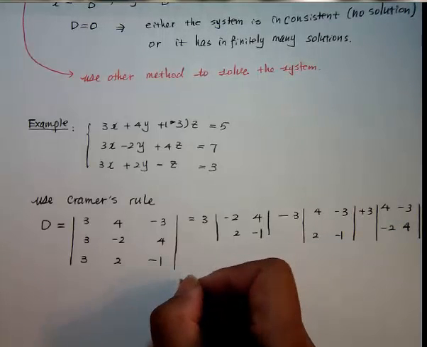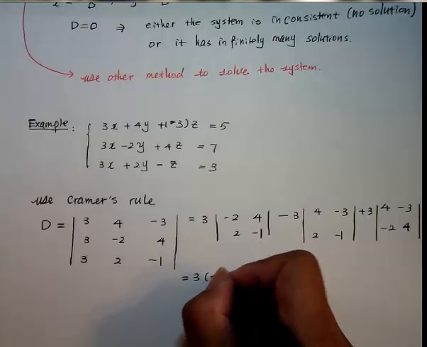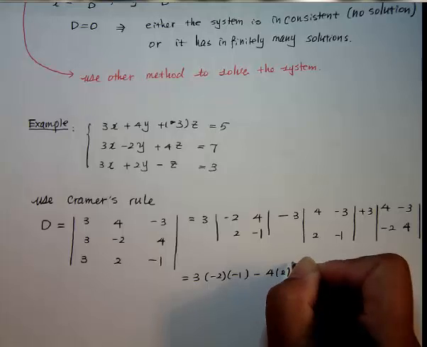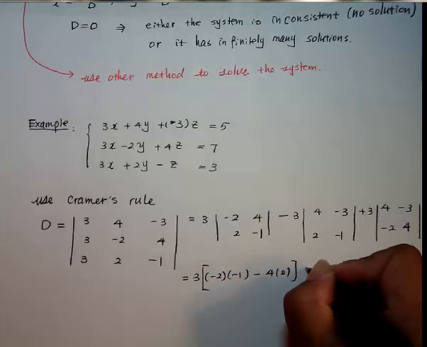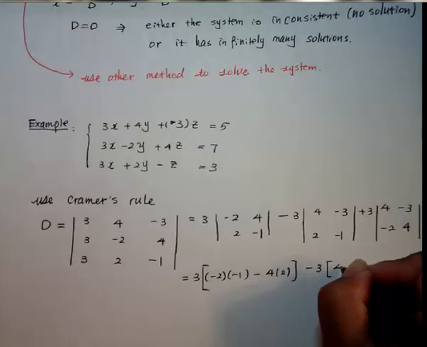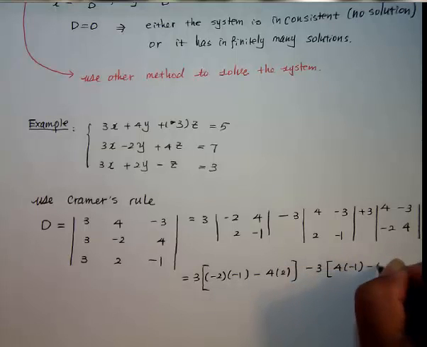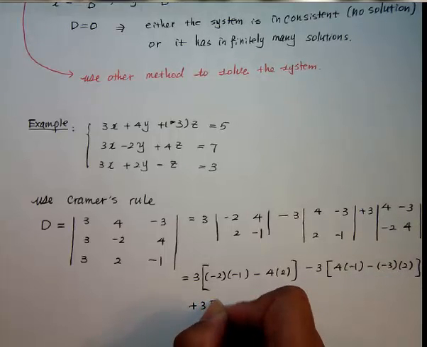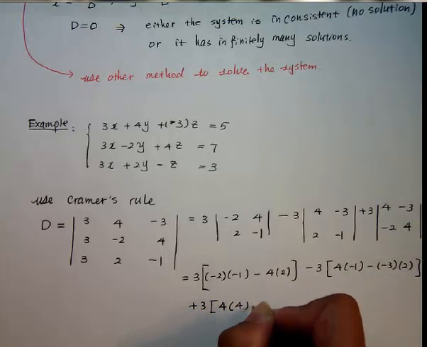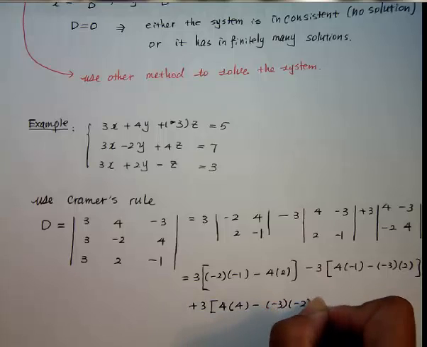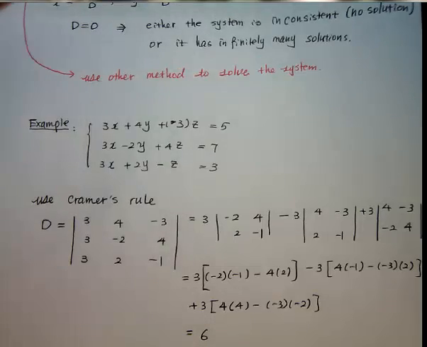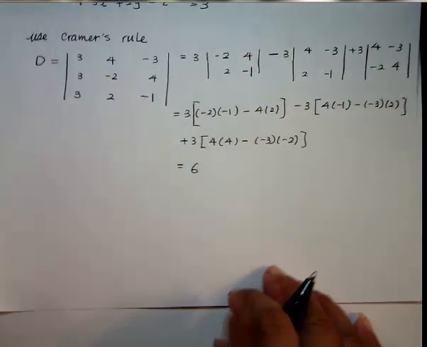Okay, so this one is equal to 3 times negative 2 times negative 1 minus 4 times positive 2, minus 3 times 4 times negative 1 minus negative 3 times 2, plus 3 times 4 times 4 minus negative 3 times negative 2. After simplifying, this is equal to 6. So the determinant of coefficients is equal to 6.